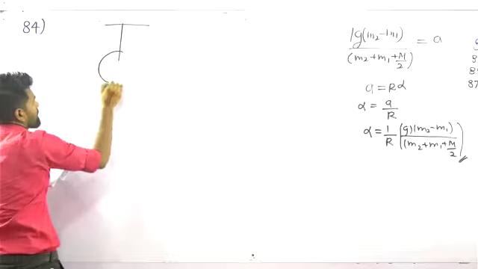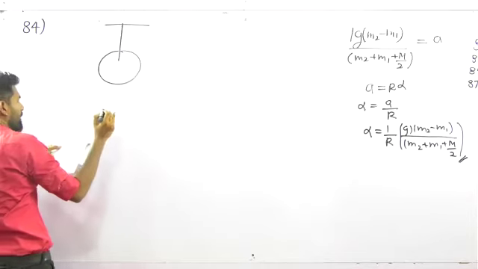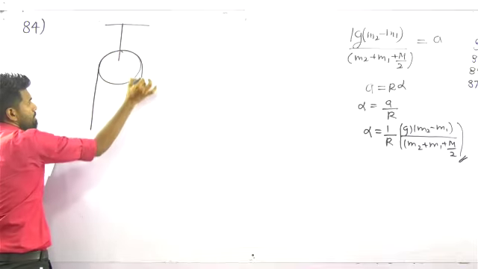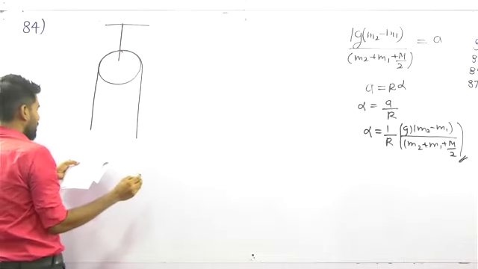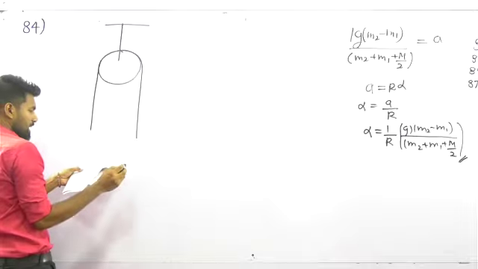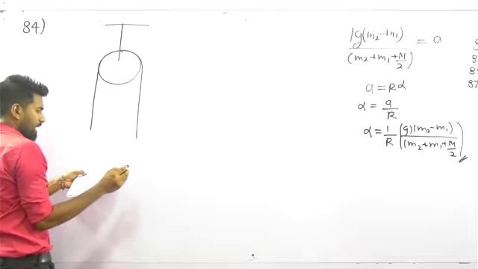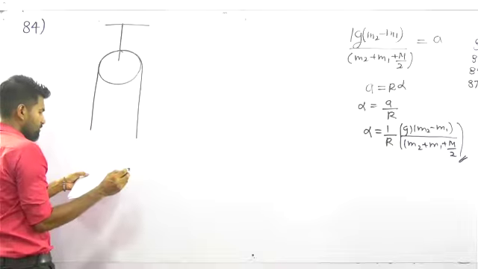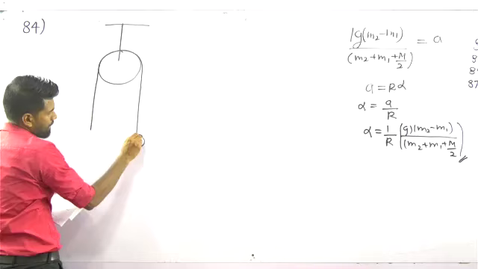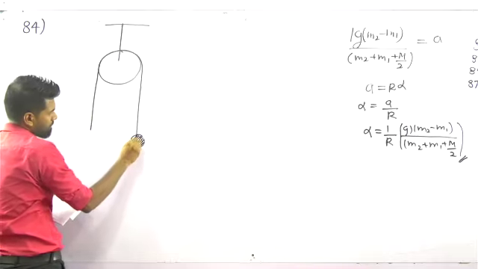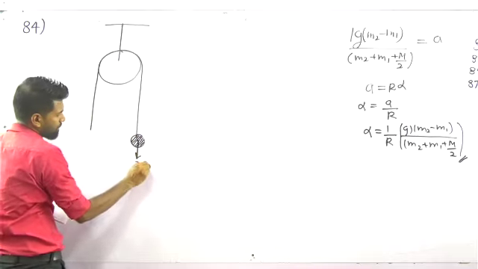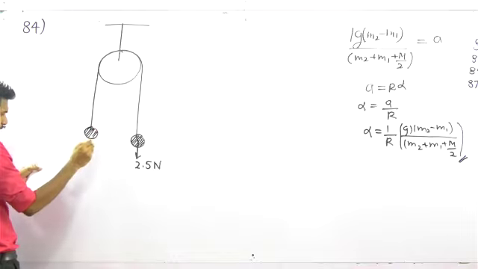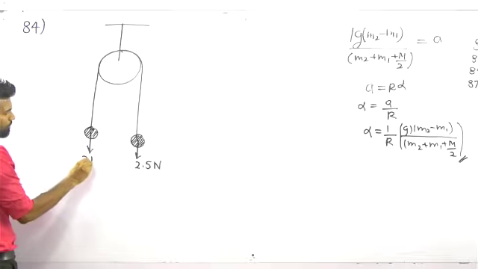It's a small practice for the previous theory, previous method. Here, a pulley can rotate freely about a smooth horizontal axis through its center. A light inextensible string passes over the pulley, masses 0.2 and 0.25. Here the mass is 0.25, having a weight of 2.5 newtons. On the other side, mass is 0.2, having a weight of 2 newtons.